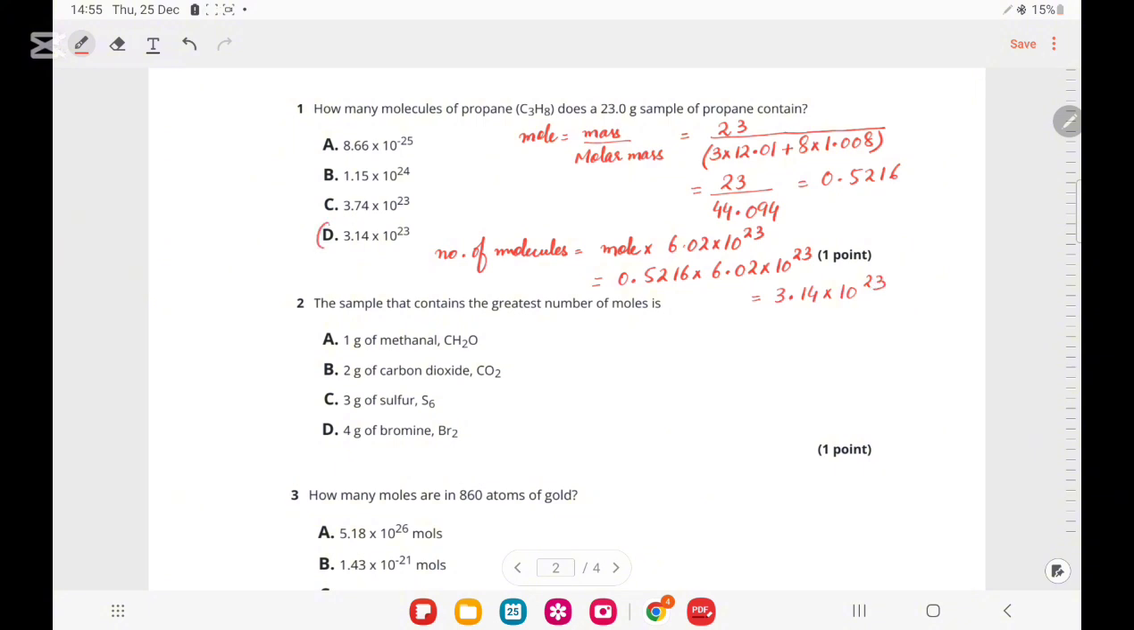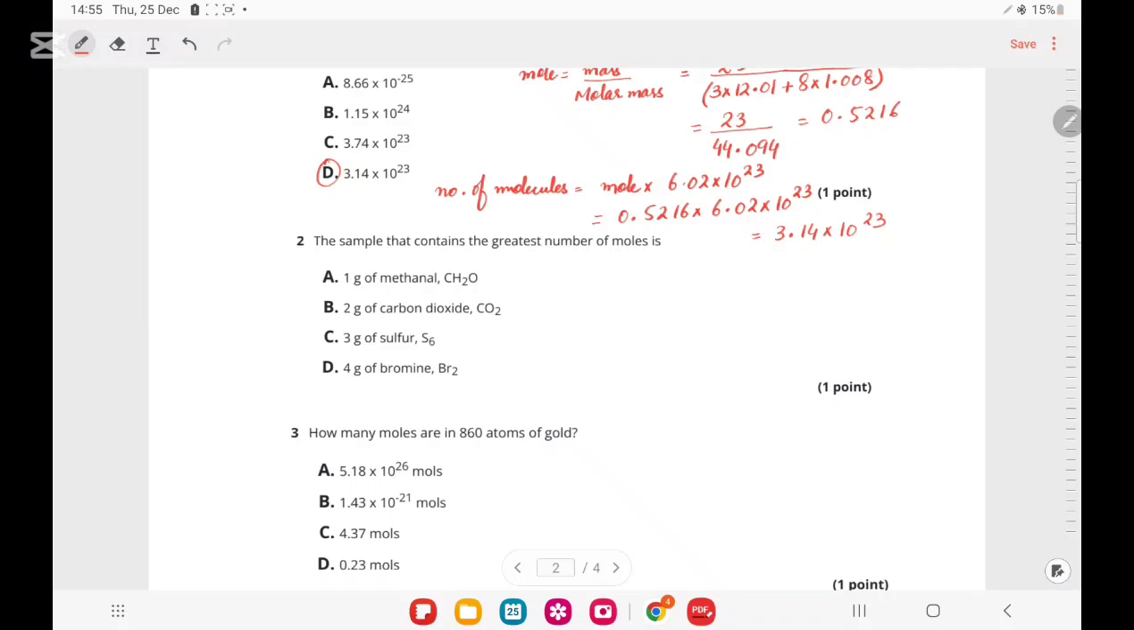So the right answer is going to be D there. In the next question, they have given us the mass, and we need to find out the greatest number of moles. So we need to find the moles of each one of them. And for that purpose, first we can do it for methanol. So it is going to be mole is equal to mass over molar mass.